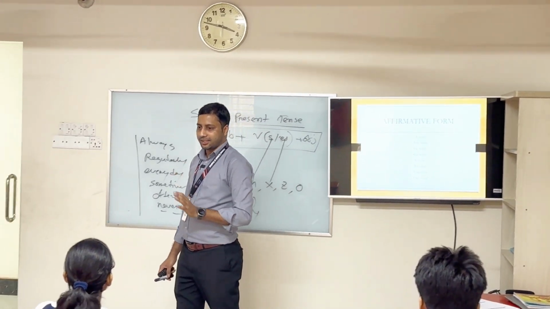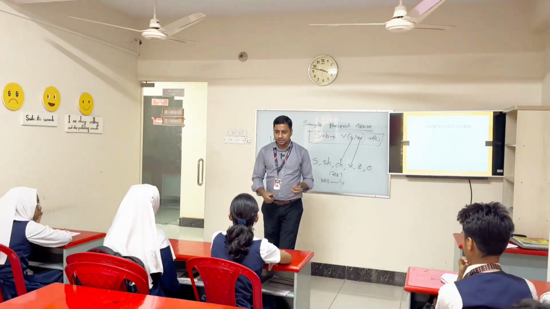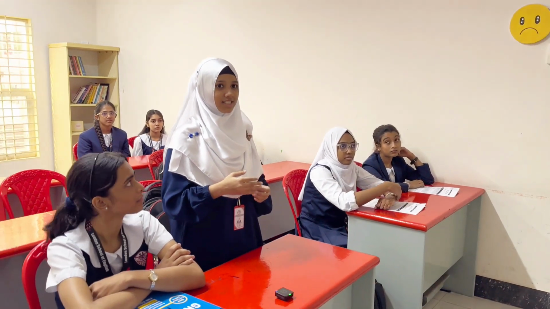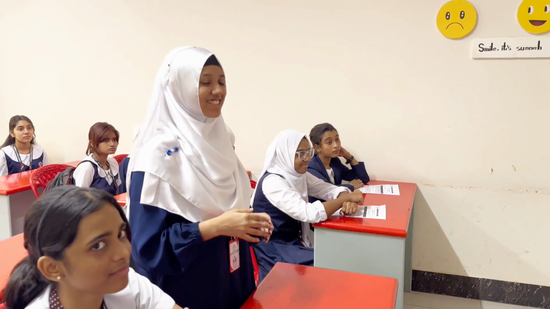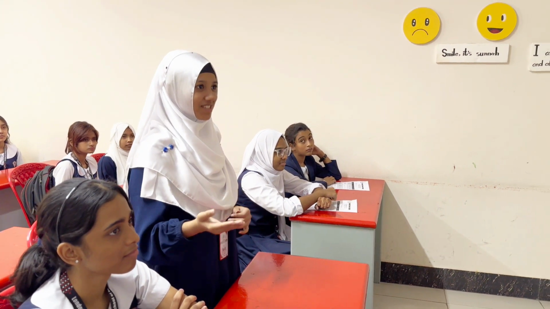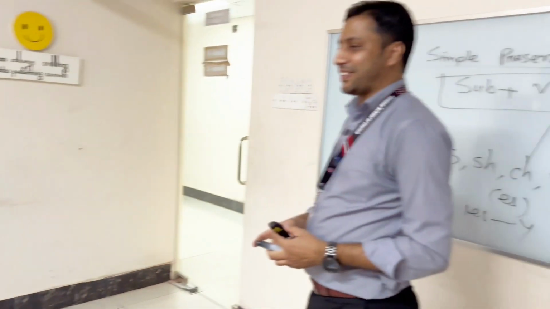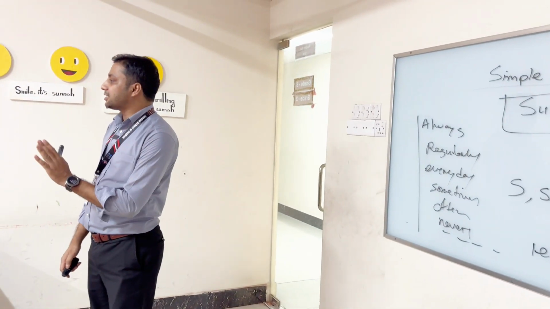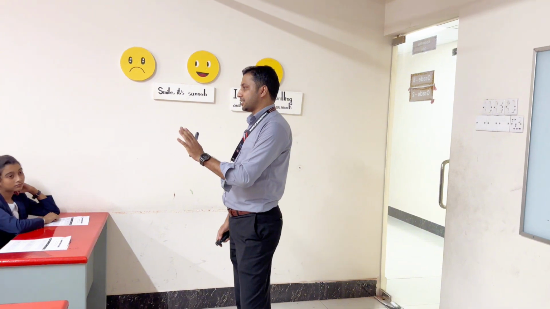Do you know why? Naushin, can you say why these three take s with the verb? Because it indicates third person singular number. That's great. Please clap for her. So the third person singular in present simple tense only takes s or es, and all the other times you are not going to think about it.